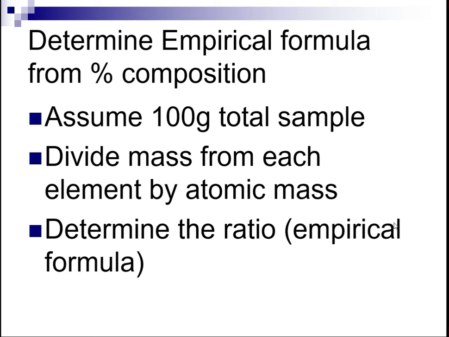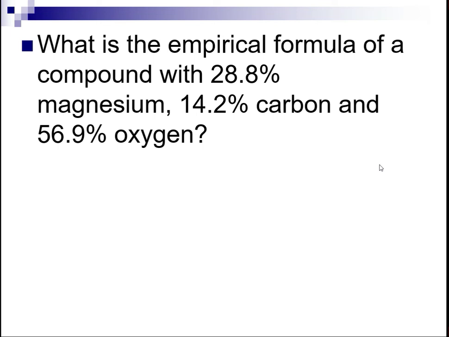Then you're going to do just like we did in the previous example. Take those masses you have for each one of the elements and divide by the atomic mass, and then determine the empirical formula or the smallest ratio by dividing by the smallest. So let's see this in action. So I have a compound that is 28.8% magnesium, 14.2% carbon, and 56.9% oxygen. And I want to know what's the empirical formula.